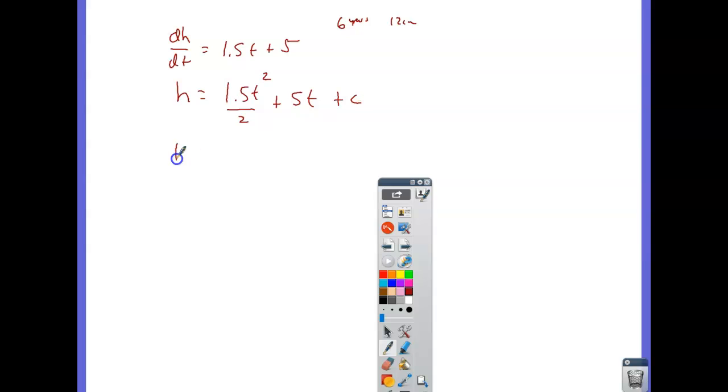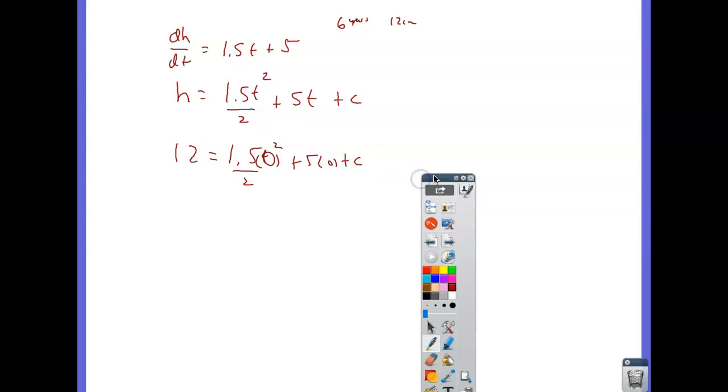So I plug in. They got to be 12 when I put in a 0. So all this is a 0, right? So this just becomes C equals 12. And so my equation for height becomes H equals 0.75t squared plus 5t plus 12. And that almost always happens. Almost always that initial condition is just going to become whatever you have at time equals 0. That make sense?